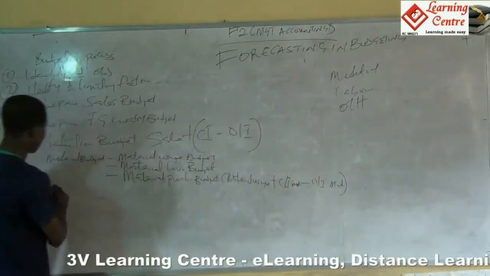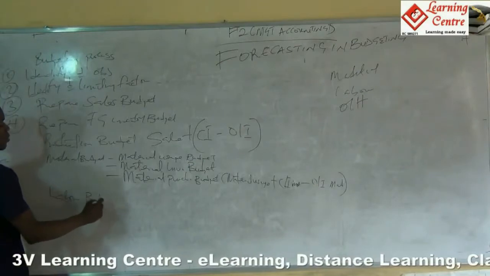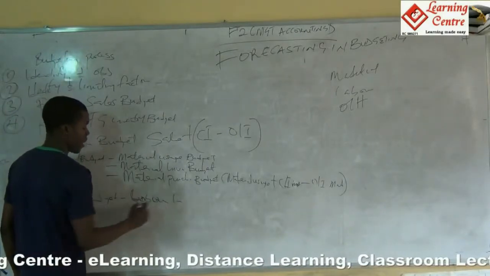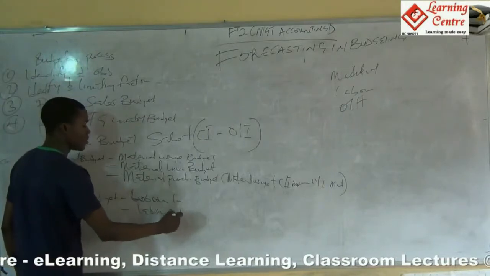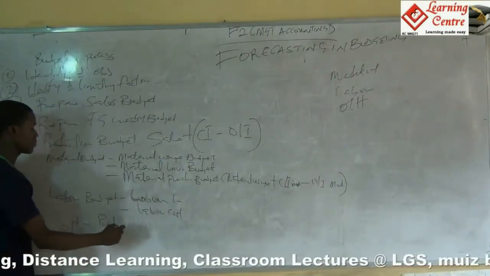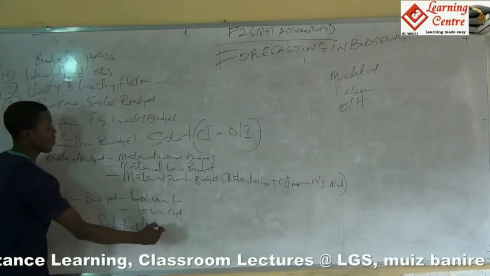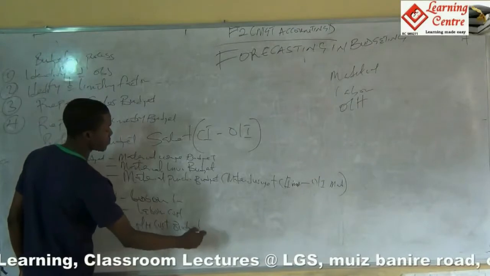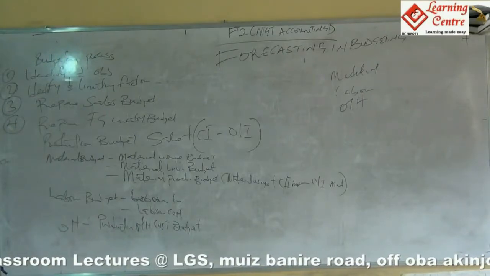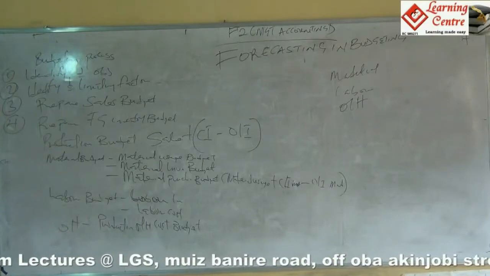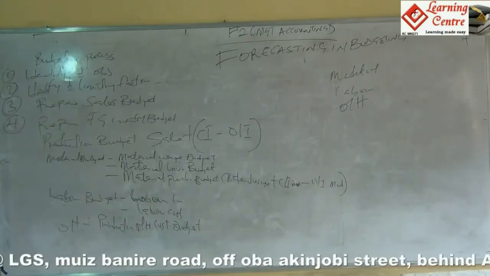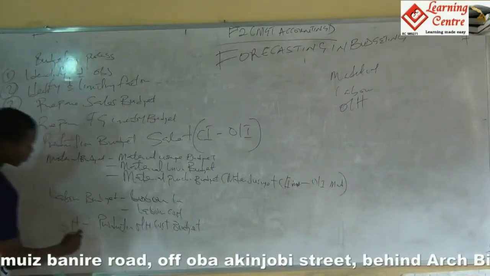Then you go to labor. Labor budget. We have labor usage or labor hours, and then labor cost. Then you have your overheads. You have the production overhead. Then you have the admin and distribution overhead.